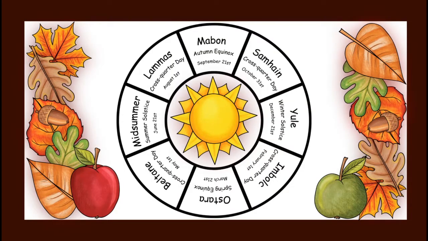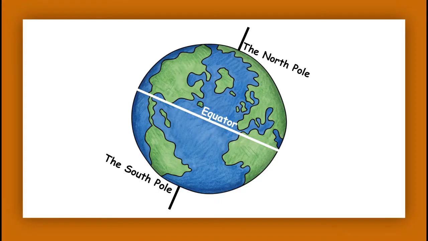Today, we're learning about Mabon. Now, Mabon is one of the 8 Sabbats we celebrate in the Wiccan Wheel of the Year. It comes after Lammas and before Samhain. Mabon is the second of our 3 harvest-based Sabbats. The next Sabbat, Samhain, completes the harvest cycle. Mabon is also when we celebrate the autumn equinox.